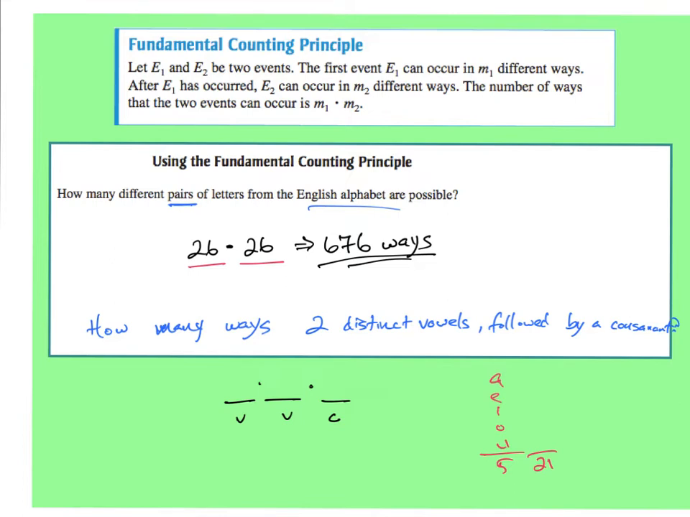All right. Well, how many ways can I choose that second one? 4. Why is it 4 and not 5? Because it's distinct. I already used one. All right. And then how many consonants do we have to choose from on that next one? 21. So now I have 5 times 4 times 21, which ends up being how many different ways? 420 ways. All right. Pretty good?